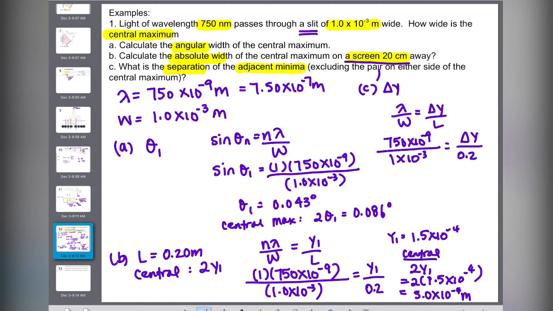L is 0.2, so cross multiply: 750 e negative 9 times 0.2 divided by 1 e negative 3. So each delta y is 1.5 times 10 to the negative 4 meters. Does that make sense? It should be half of the central, because we already talked about it. Single slit would be double, right?